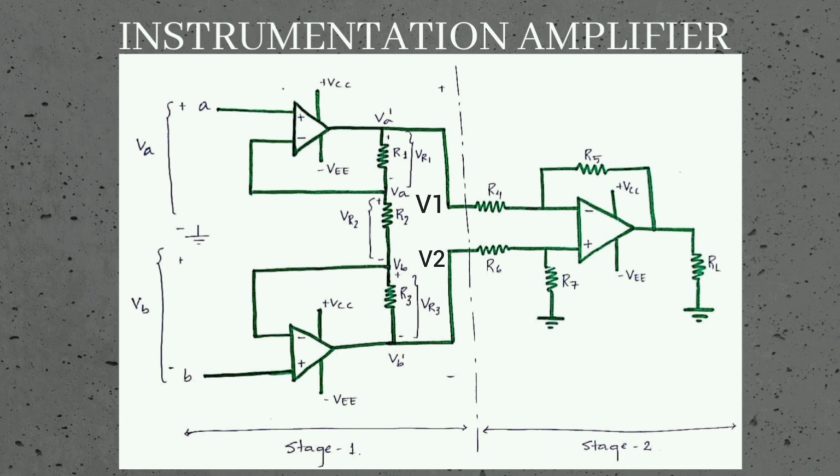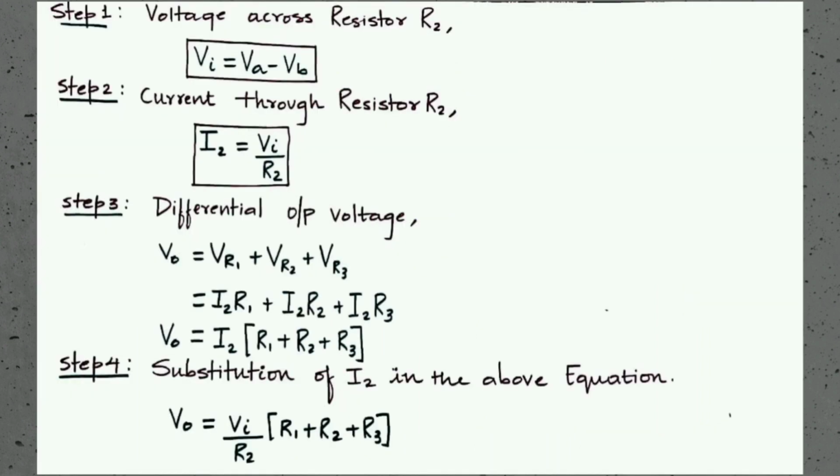In the second stage, you have a difference amplifier. This difference amplifier consists of resistance R4 at the inverting input terminal, R6 and R7 at the non-inverting input terminal, R5 as the feedback resistor, and we have a load resistor RL at the output. Now to achieve the total voltage gain, we have a derivation in steps.